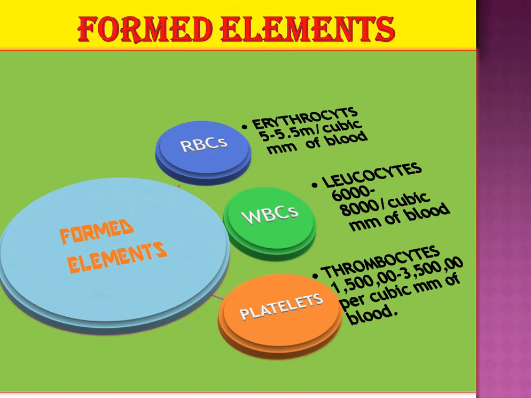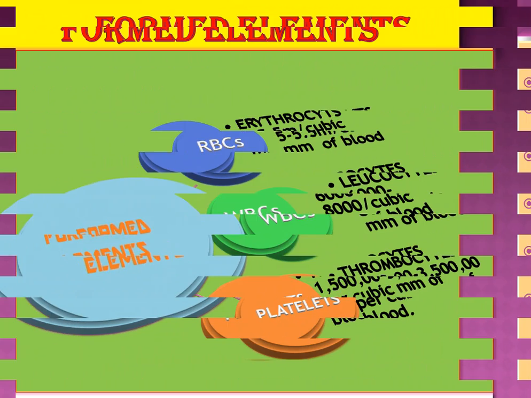Formed elements or corpuscles. Formed elements are three types: RBCs or red blood cells or erythrocytes. Its number is 5 to 5.5 million per cubic millimeter of blood. Second is WBC or white blood corpuscles or leucocytes. Their number is 6,000 to 8,000 per cubic millimeter of blood. And third one is platelets or thrombocytes. They are 1,50,000 to 3,50,000 per cubic millimeter of blood.